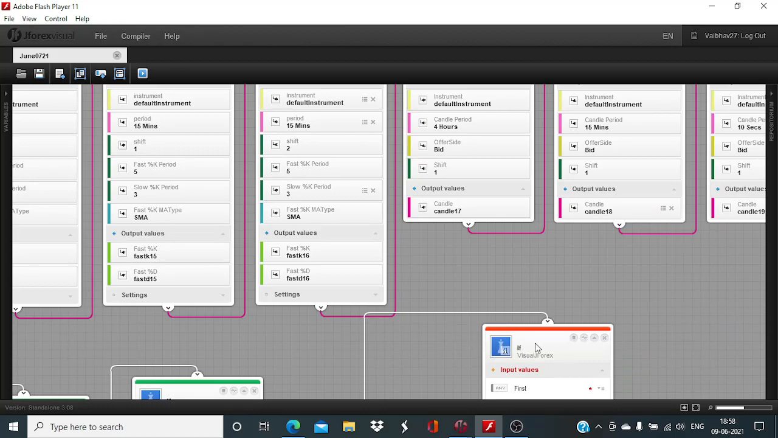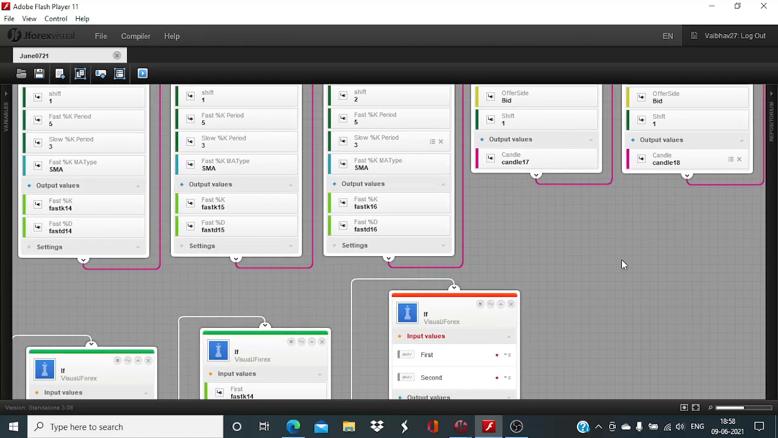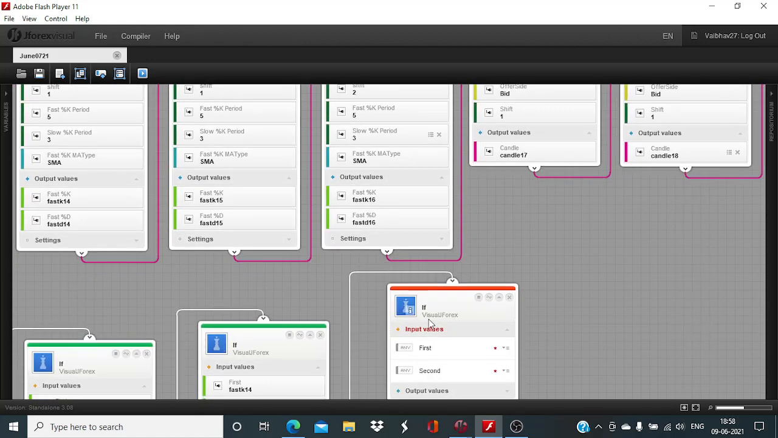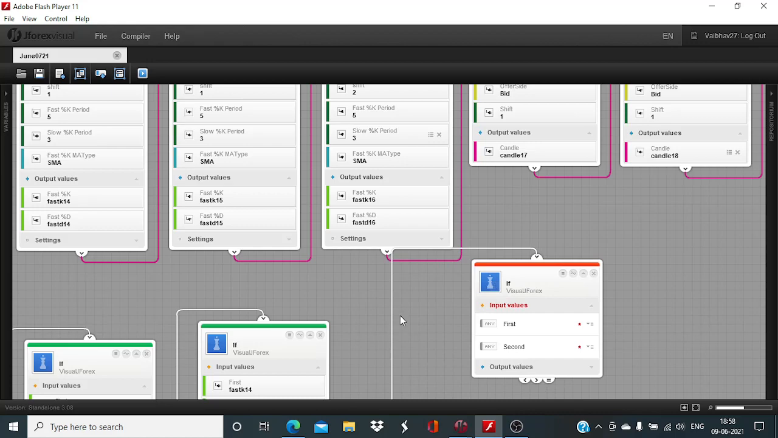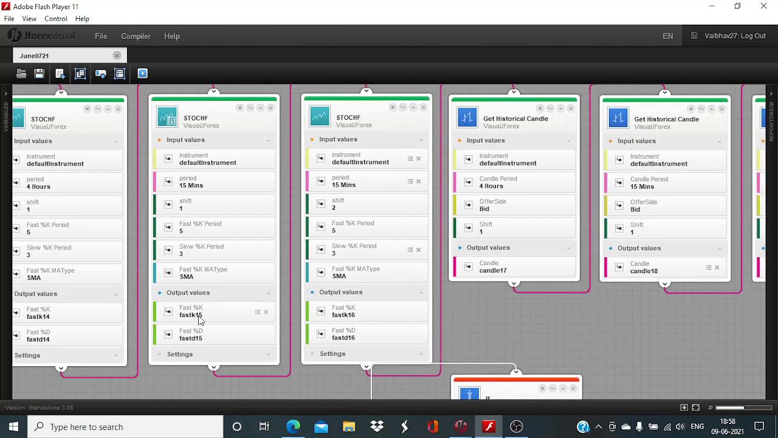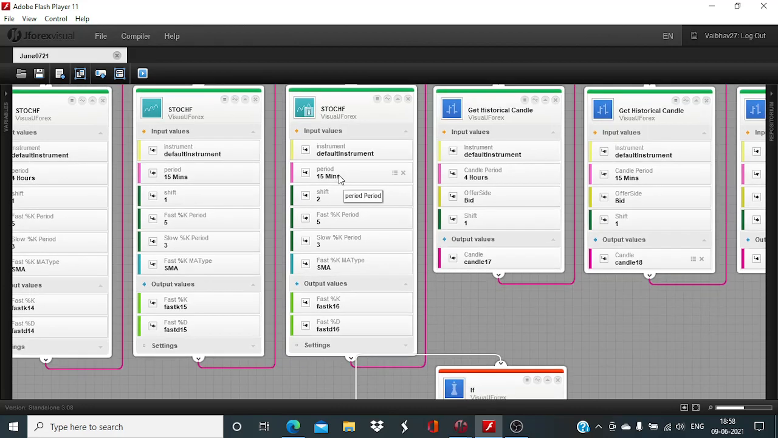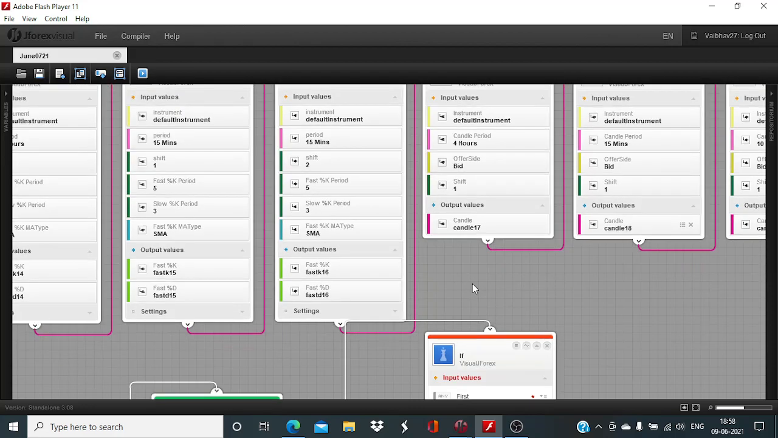Okay, so we will have to now take into consideration the fast K15 and fast D15 values and compare this with the fast K16 and fast D16. The fast K15 is of the last 15 minutes, and this block, the 16, is having the shift value up to. So this is the penultimate 15-minute stochastic fast indicator block.